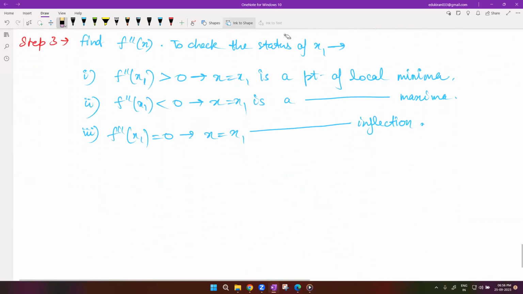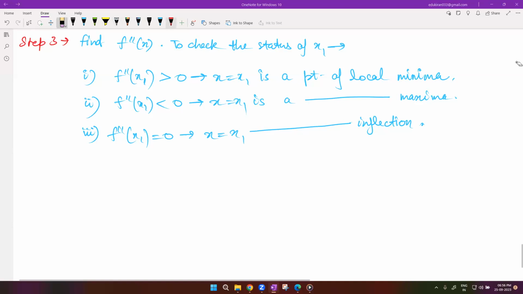And in a similar way, by the way, you can check for all the points. This is just for x equals x1. If you want to check the status of x2, whether x2 is a point of local minima, local maxima, or point of inflection, then you can apply the same steps. You can put x equals x2 in f double dash x, and then identify whether the value is positive or negative or zero, and similarly make your decision.